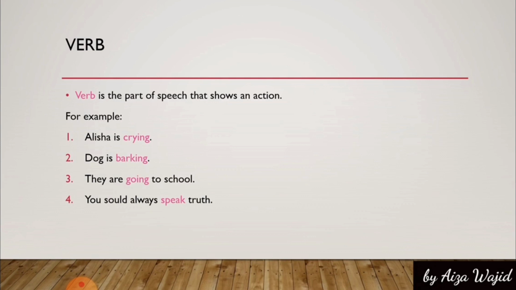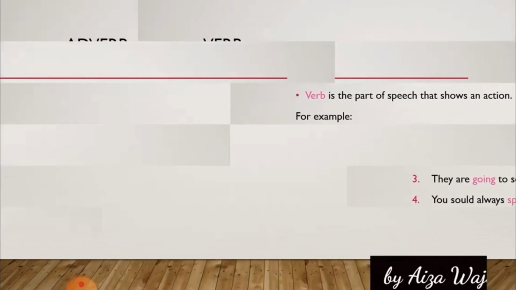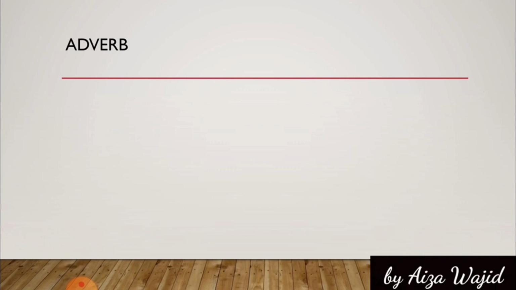So what do we call the word that tells us more about a verb? We call that word adverb. Adverb is a part of speech that tells more about a verb. For example, my mother cooks meal quickly.